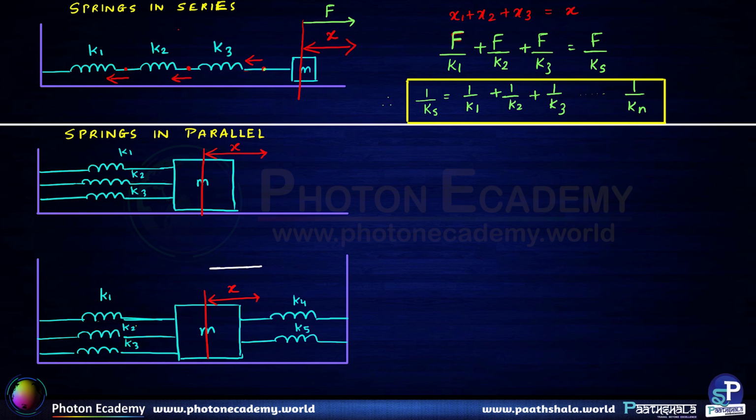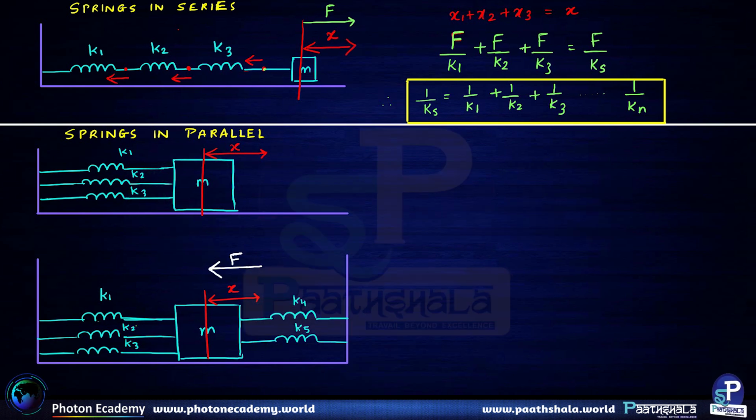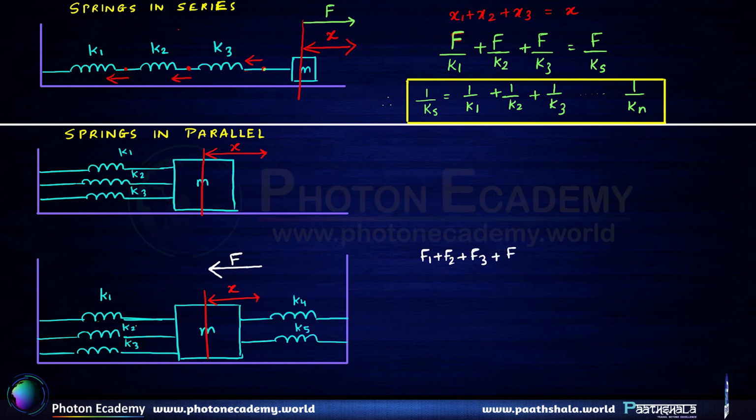Although these might look to you as if K4 and K5 are in series with K1, K2, K3, it should be noted that all K1, K2, K3, K4 and K5, all of them are in parallel. So here the restoring force will be F, and here the forces of all the springs get added to give the final restoring force. So here we can write F1 plus F2 plus F3 plus F4 plus F5. This is going to be equal to the force F.